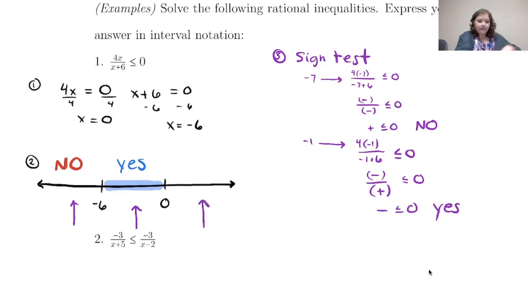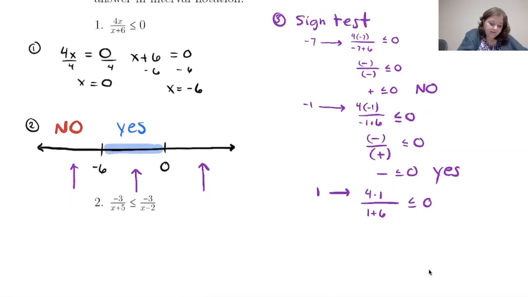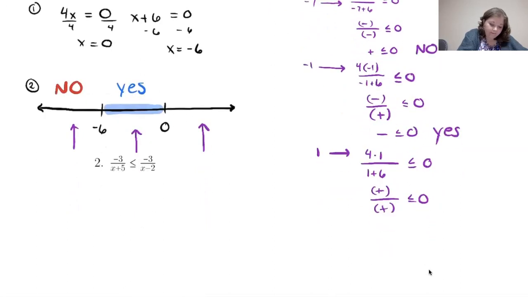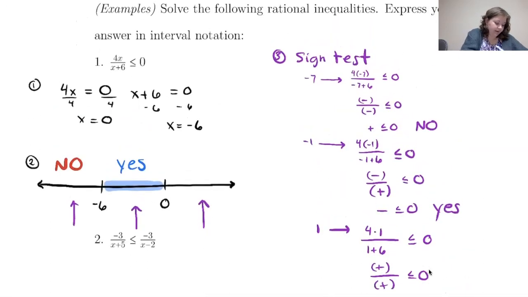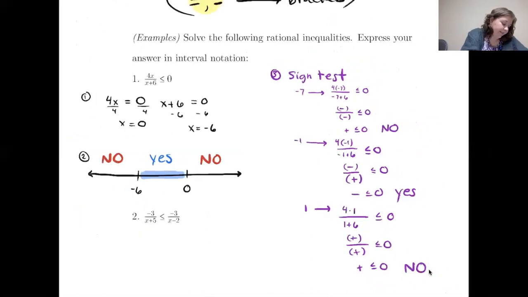So the last interval, we'll pick a number greater than 0. So I'll just pick 1, plug it into the top, so 4 times 1, plug it into the bottom, we get 1 plus 6. We'll have to see if that's less than or equal to 0. It's a positive number on top, and it's a positive number on the bottom. Positive divided by positive is positive. And so we ask, is positive less than or equal to 0? The answer to that is no. So since that is a no, that means that this inequality that we started with is false. And so we don't include that interval. Okay?